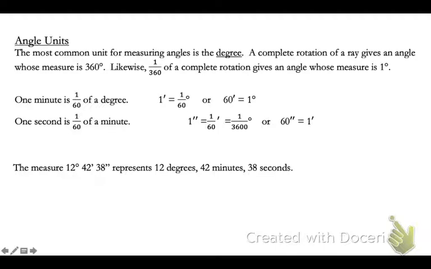So our notation for minutes and seconds looks like this. Minutes will be denoted with an apostrophe. So see, we have 1 with a tick mark up high, and then 60 with a tick mark. So that's how we show minutes. And seconds will just have 2 marks like this. My example at the bottom here shows that 12 degrees, 42 minutes, and 38 seconds is represented like this. Again, this is just another way to talk about a specific degree.